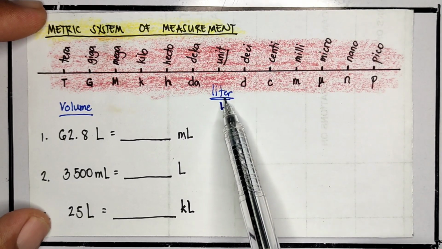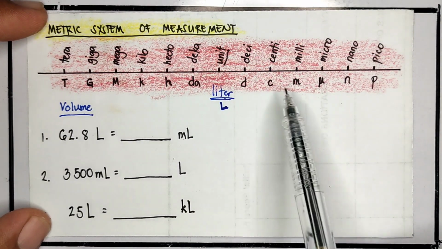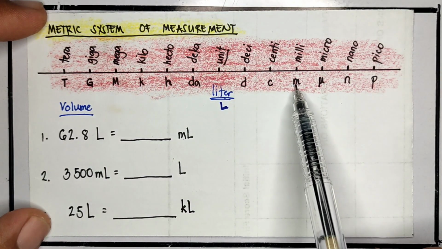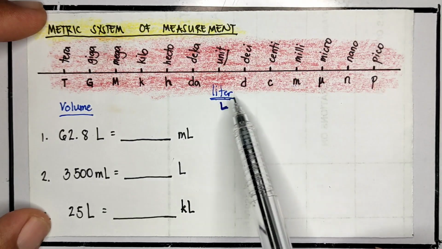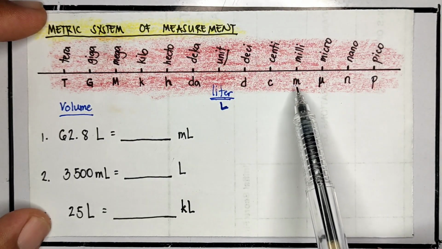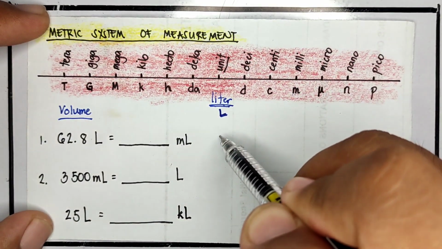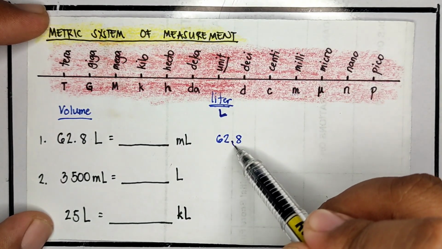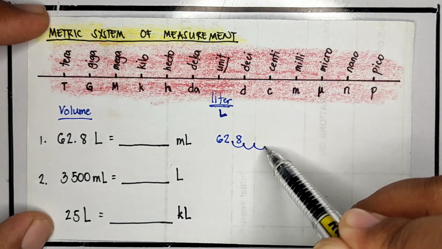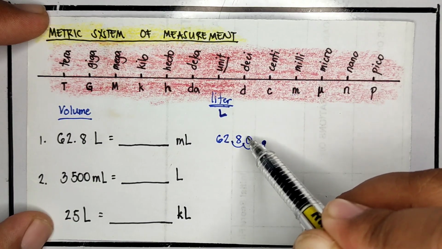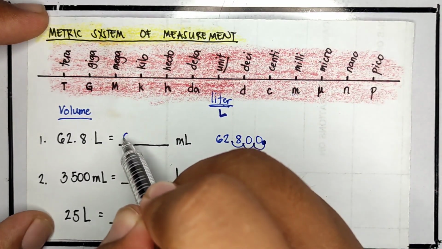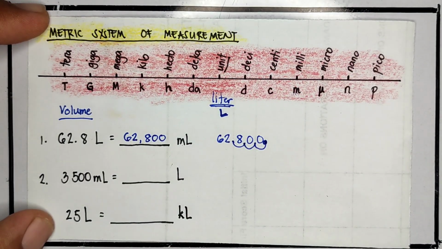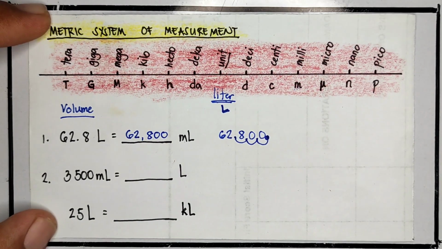Simply liters to milliliters. We have here going right: 1, 2, 3. 3 times. Okay, we have here 62.8 going right: 1, 2, 3. Decimal, add 0. Therefore, 62,800 milliliters.